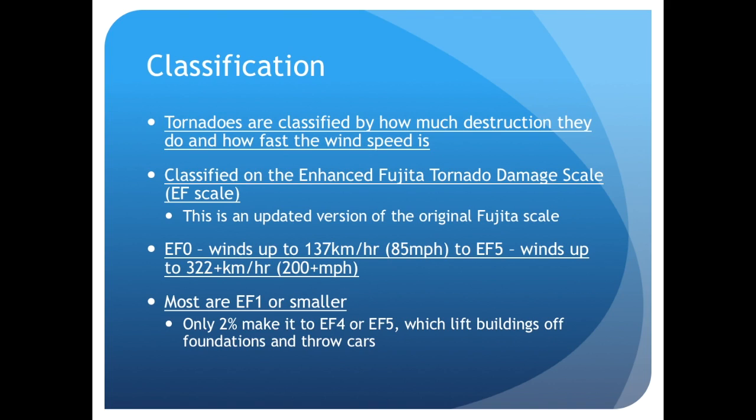Well, now they've changed the scale, expanded a little bit, and they have EF0, which is the weakest tornado, and this is where winds are up to 85 miles an hour, all the way up to an EF5, where winds could be 200 miles plus. Most tornadoes, again, are fairly small. They're EF1 and smaller, and only about 2% of them make up to EF4 and EF5 tornadoes, which can completely wipe out an area.